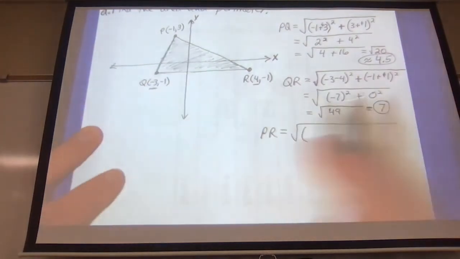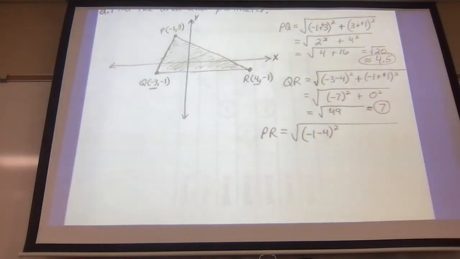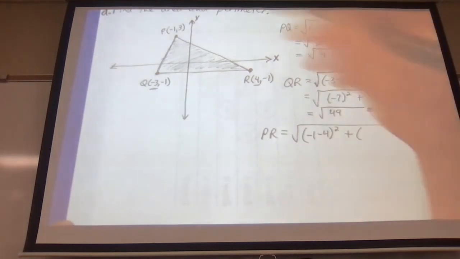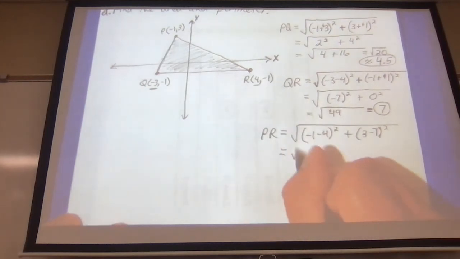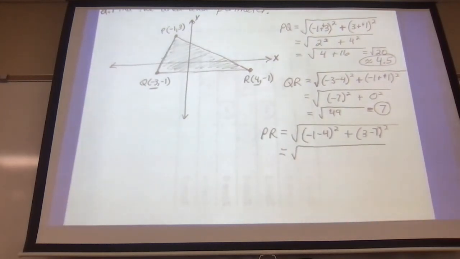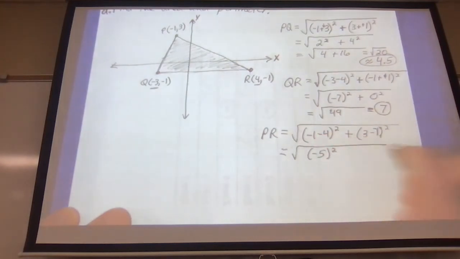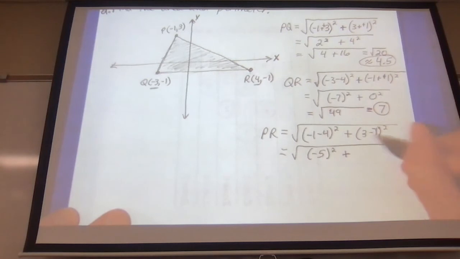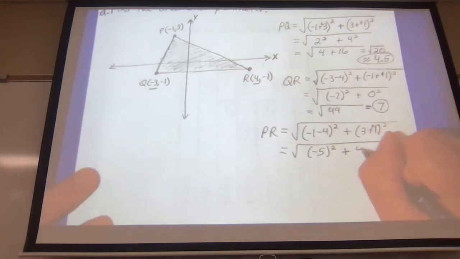X coordinates are -1 and 4. We're going to subtract those in parentheses and square it. Then the same thing with your y coordinates. 3 minus -1. Square it. Then we can simplify. -1 minus 4 is -5. Square that. 3 minus a -1, those double negatives become positive. 3 plus 1 is 4.